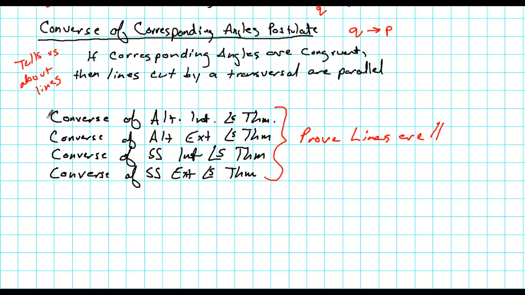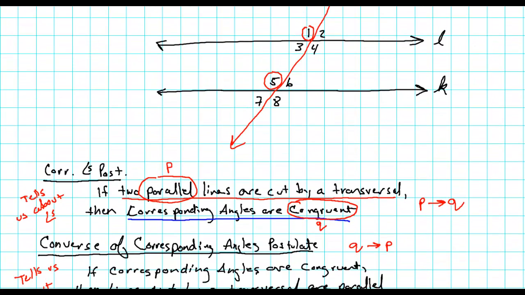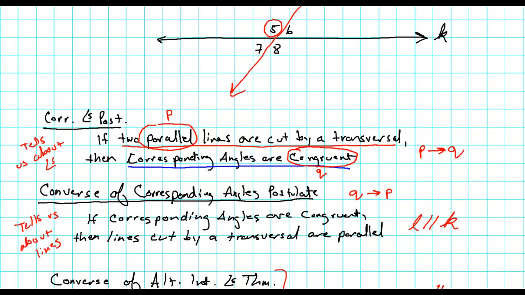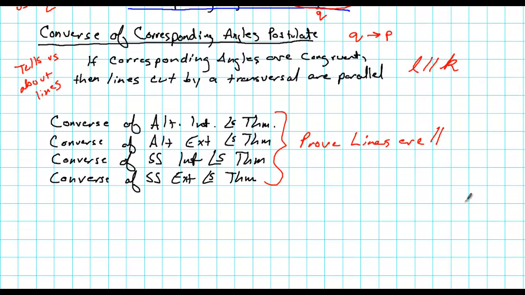So for the rest of your notes, you're going to write down each one of these, write down their conditional, the if and then part that goes with them, and for each one of them, we want to say that line L is parallel to line K based on the converse of the corresponding angles postulate, or any of these converses. And we're going to need to be able to talk about them in class tomorrow. That's it.